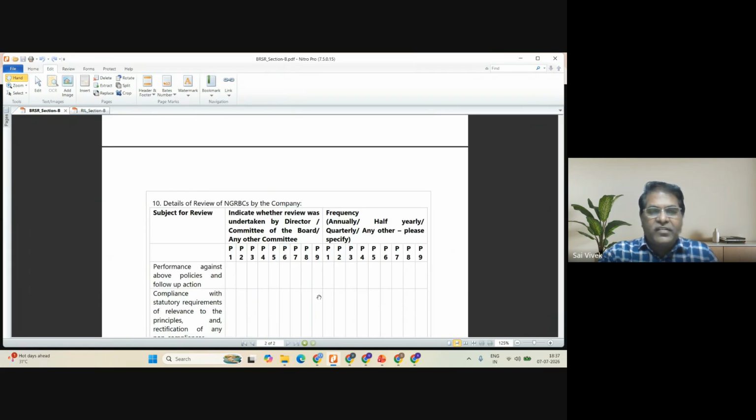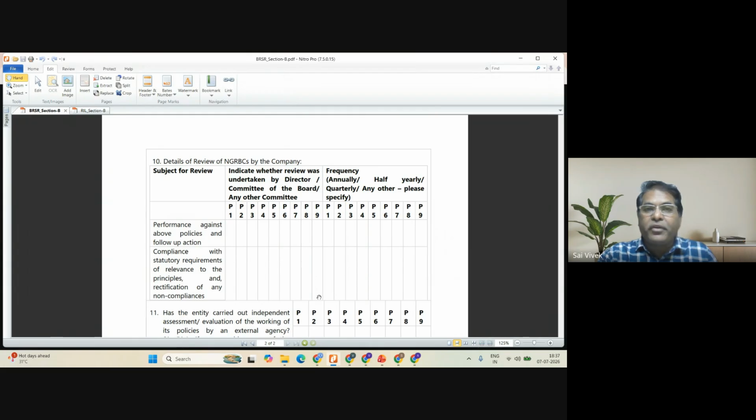The next one is the 10th one, details of review of NGRBCs by the company, National Guidelines on Responsible Business Conduct. So are you reviewing this? What is to be reviewed? Performance against policies. You have got policies. You have got human values policies. You have got water management policies.